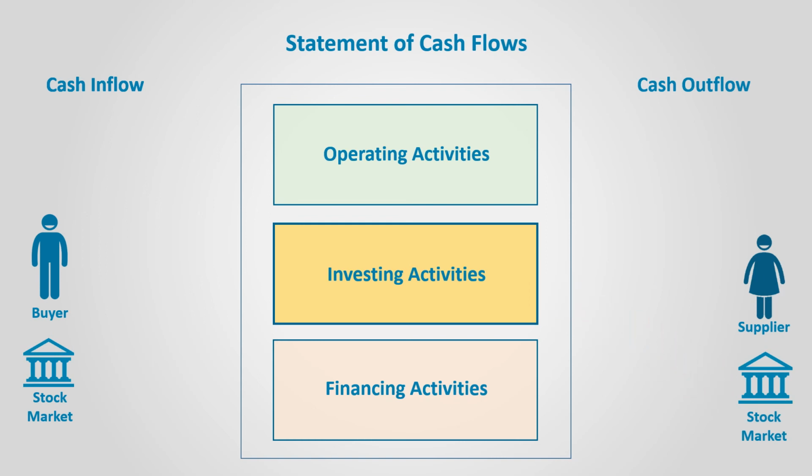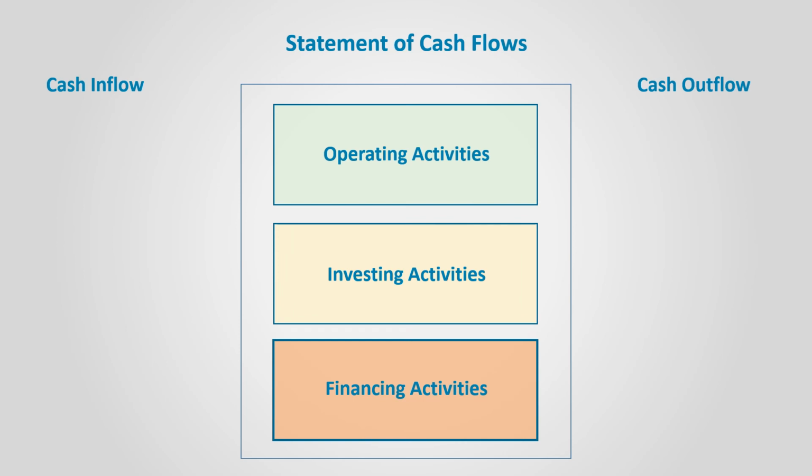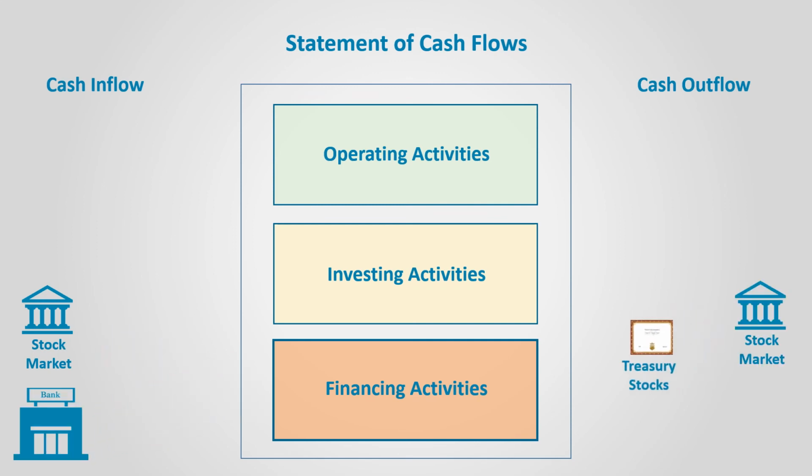Cash flows from financing activities. Financing activities are related to the raising and paying back of capital and loans. All cash related to financing, whether collected or disbursed, is included in this section of the statement of cash flows. Examples of cash inflows include issuing shares, issuing bonds, receiving loans, etc. Examples of cash outflows include buying back shares, which are treasury shares, redemption of bonds, paying back loans, etc.